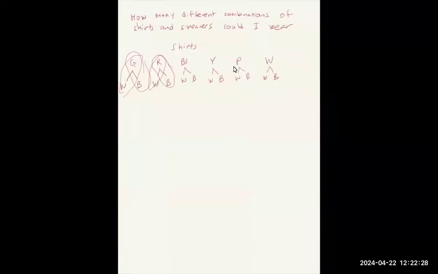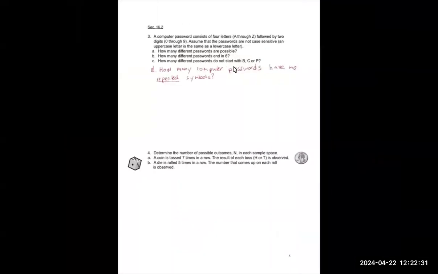Anyways, the next problem they have for us is: a computer password consists of four letters, A through Z, followed by two digits, 0 through 9. Assume the passwords are not case sensitive. An uppercase letter is the same as a lowercase letter. Thank God, because if they were case sensitive, we would have had to do 26 plus 26, which is 52. We would have to say there's 52 different options for a letter, because the uppercase and lowercase would count as different letters.